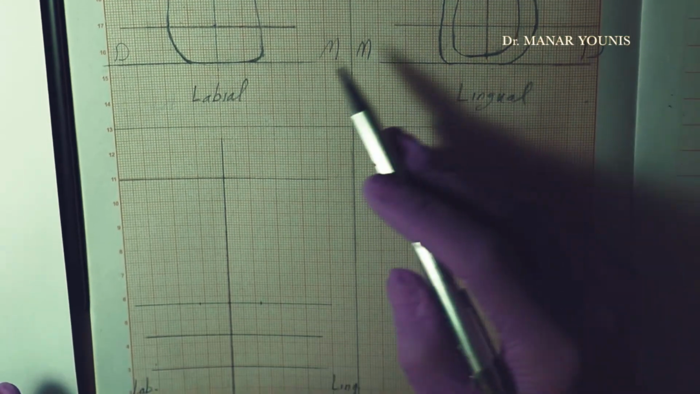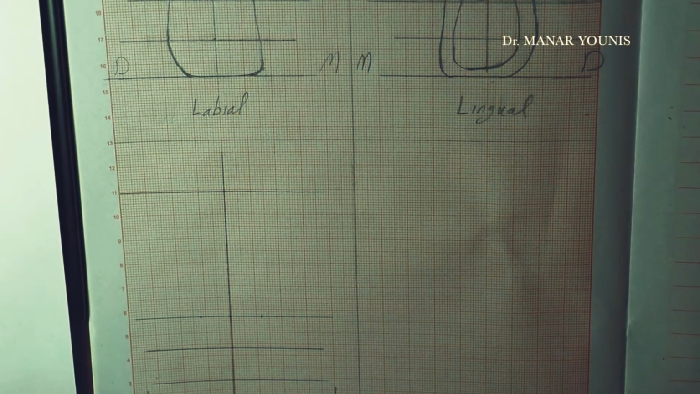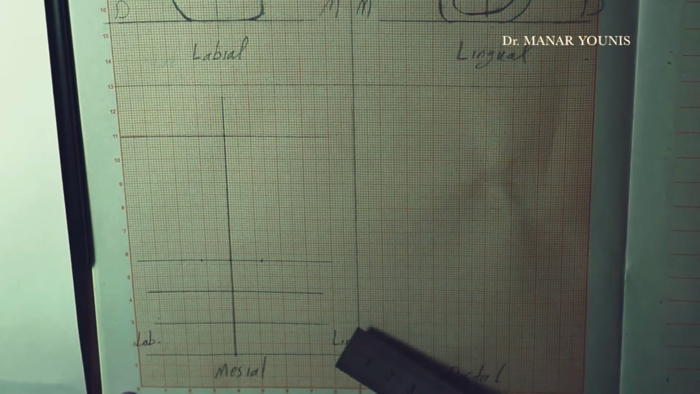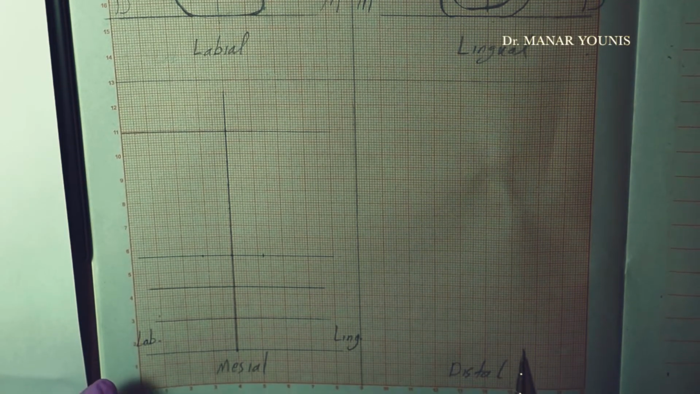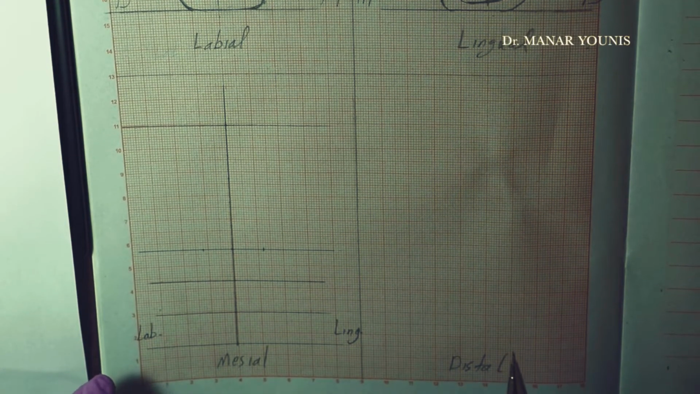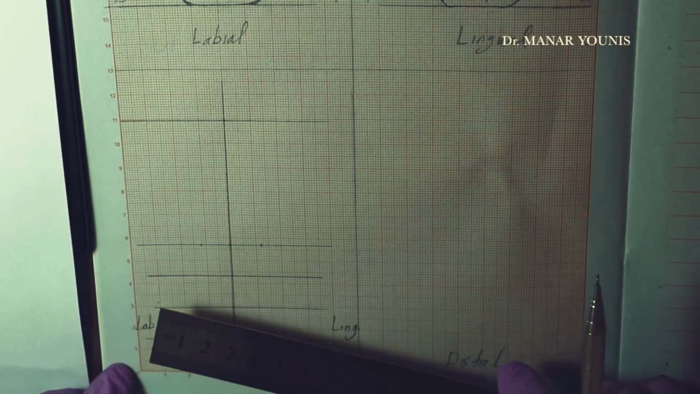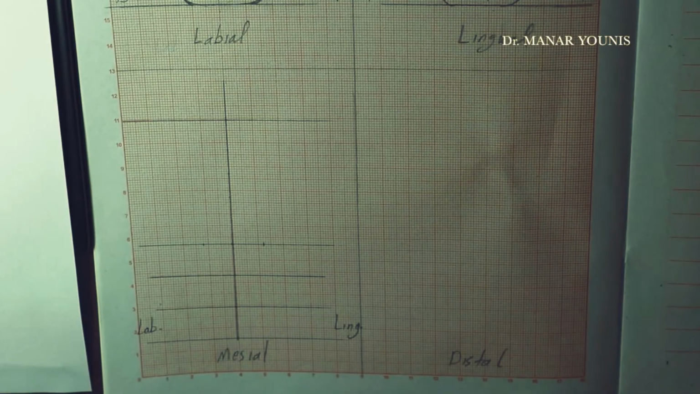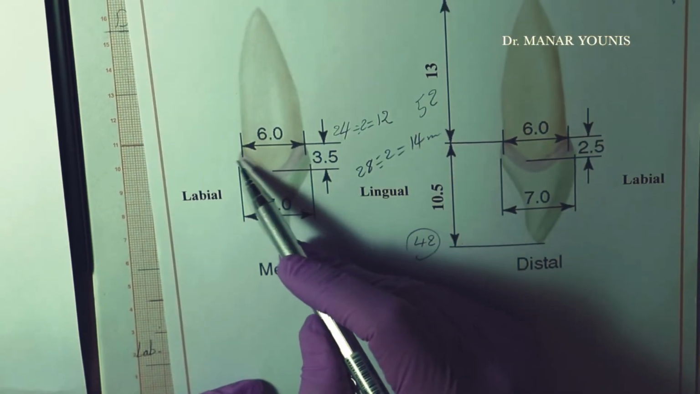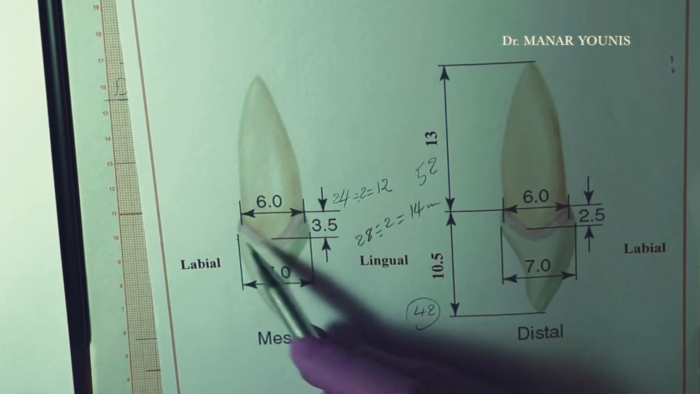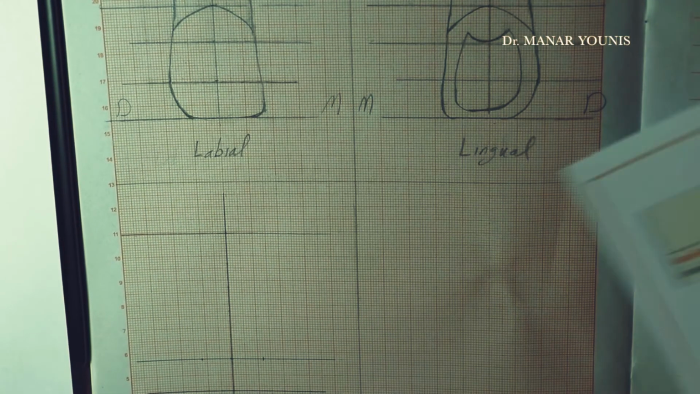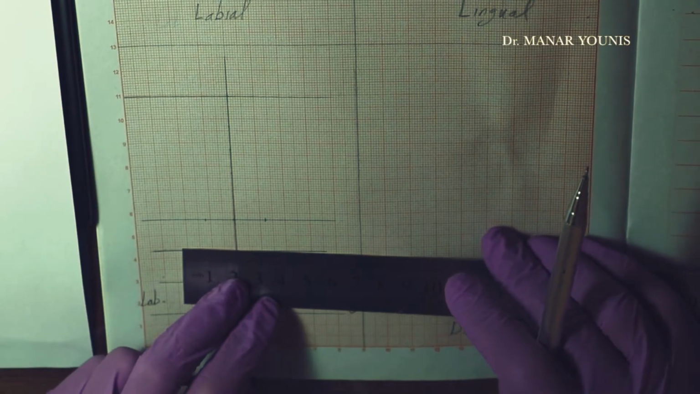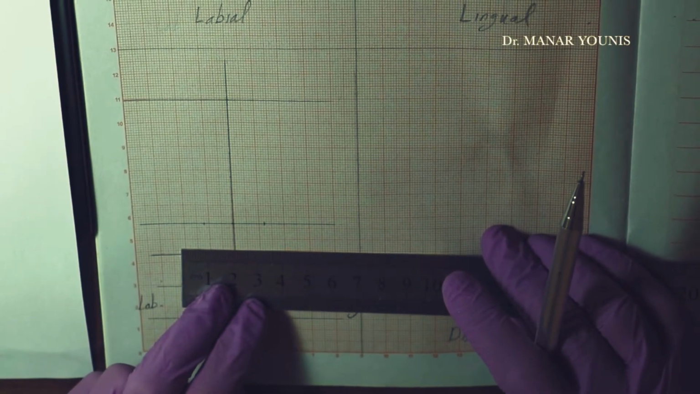So as with the medial and distal contact area, here I need to know the exact location of the crest of curvature labially and lingually. As you have studied in the lecture, the crest of curvatures labially and lingually are located in the cervical third, just coronal to the cervical line. So I will put these marks in the middle of the cervical third.